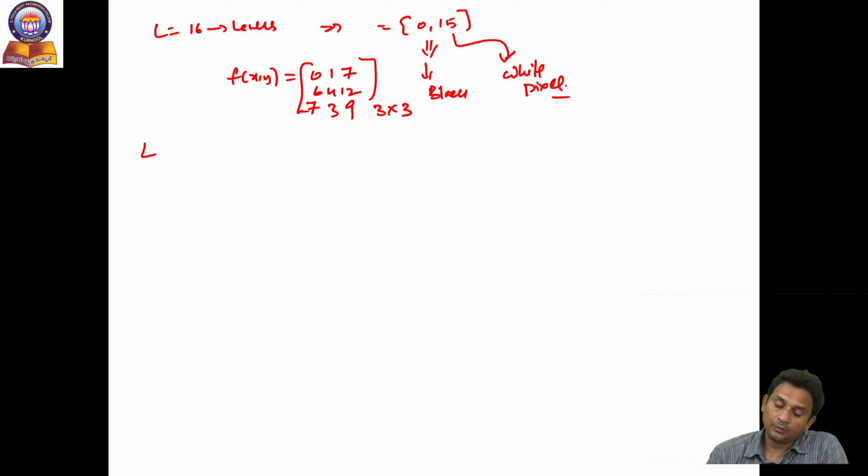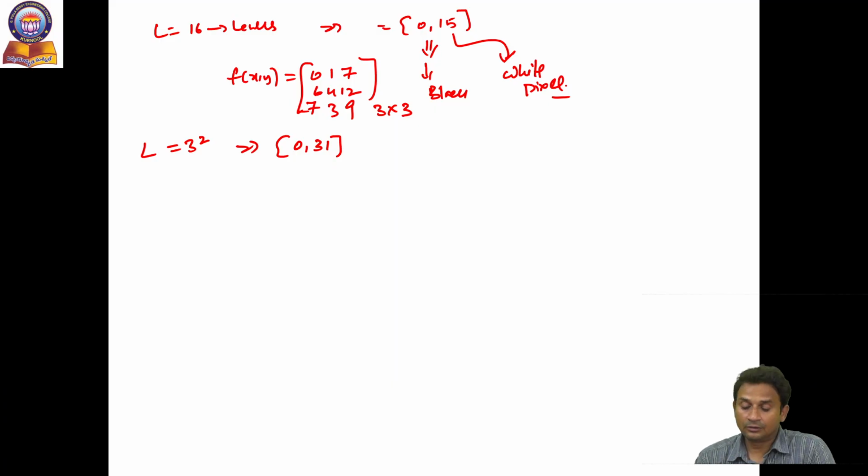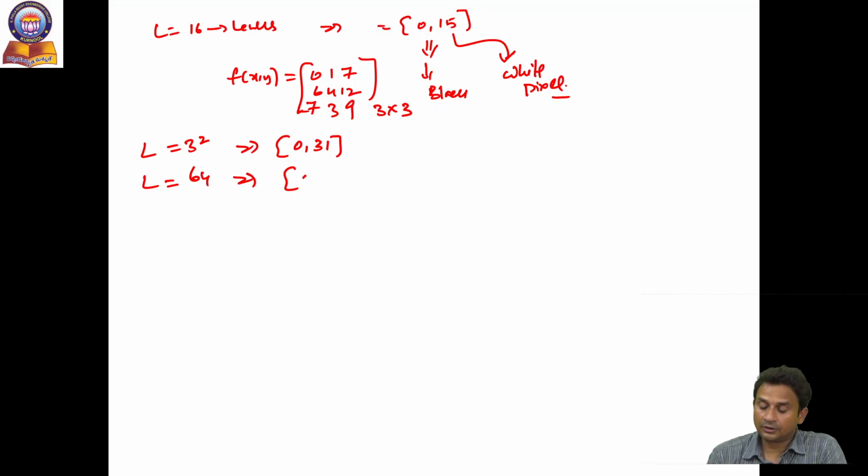If the number of gray levels is 32, then the grayscale will extend from 0 to 31, so pixel values in an image will be between 0 and 31. If the number of gray levels is 64, the grayscale will extend from 0 to 63, and so on.